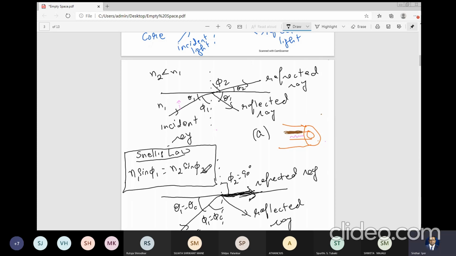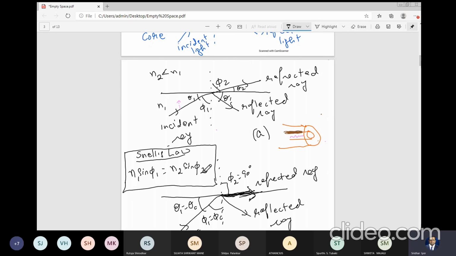Okay, so if N1 is less than N2, the ray is just going to bend towards the normal. But if you have N1 greater than N2, it is going to bend away from the normal. Right? So that is what I explained to you with regard to the refractive index. What is our assumption in terms of core and the cladding? For us, the cladding refractive index will be less than that of the core.